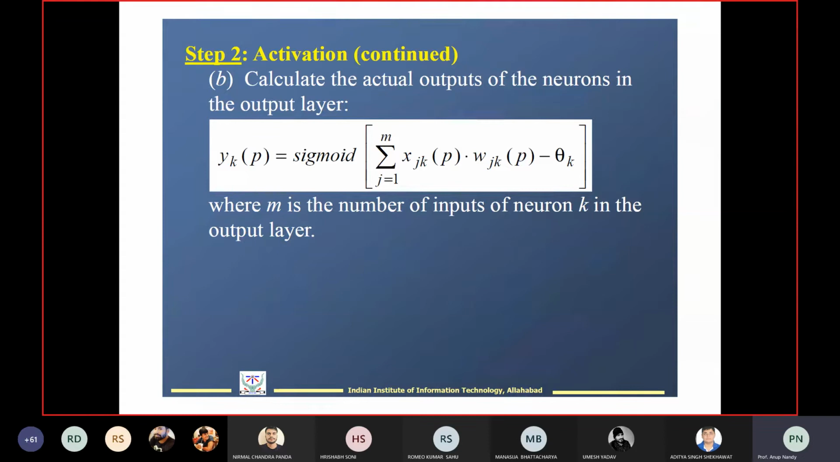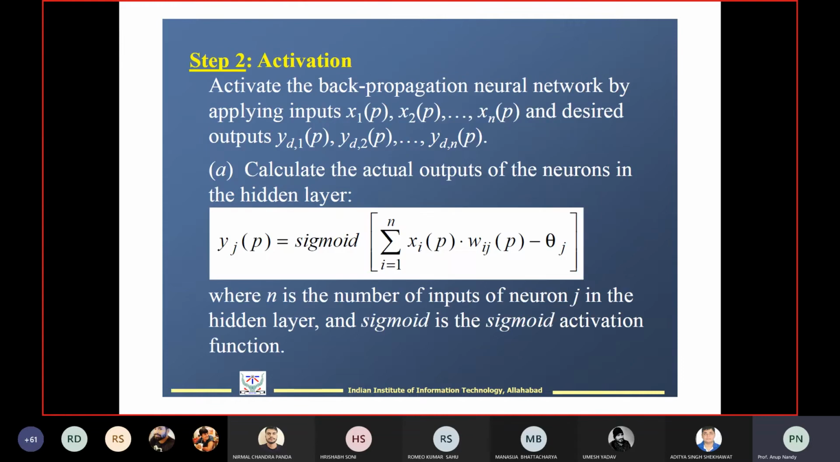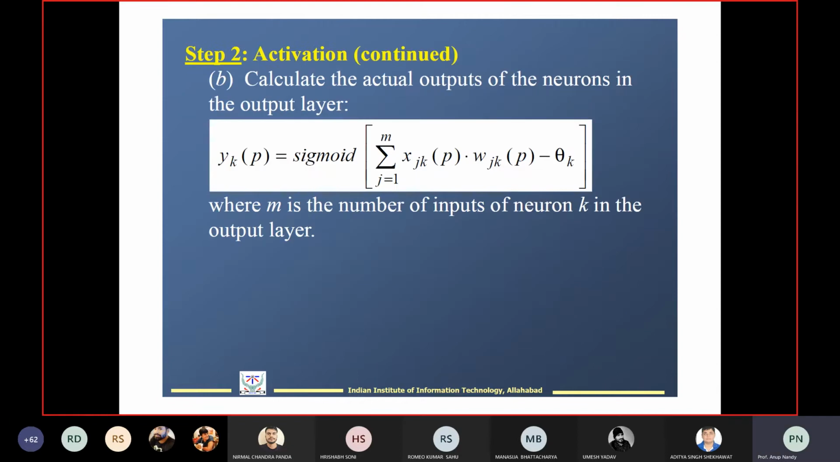Here, m is the number of inputs of the neuron k in the output layer. The formula is the same, only that it is applied to the outputs of the hidden layer and the outputs of the output layer. The first one is yjp, for the jth neuron in the hidden layer, and then there is ykp, which is the kth neuron in the output layer.